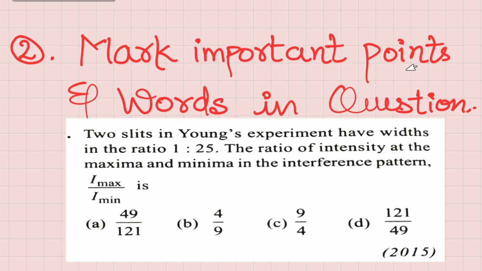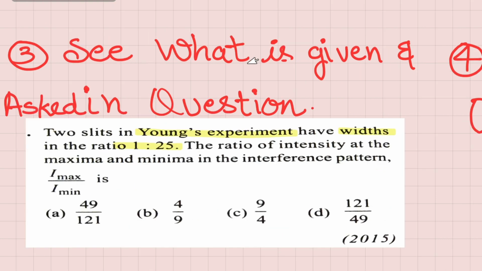Now the second point is to mark the important points and words in the question. The third point is to see what is given in the question and what is asked in the question. So the given things in this question are that it is Young's double slit experiment and the width ratio is 1:25. This is what is given. And what is asked? The ratio of intensity at the maxima and minima in the interference pattern, and this is also written in this form.